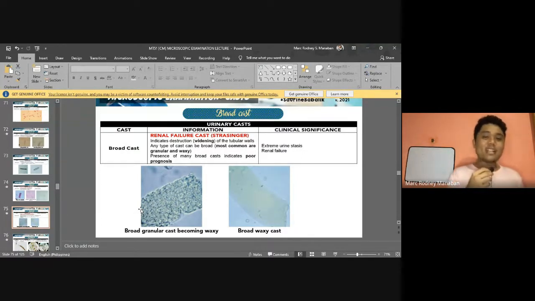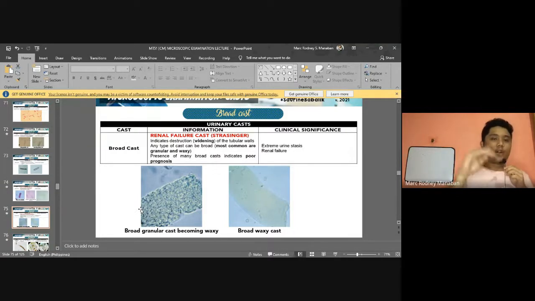Okay. Anyway, broad cast, again, indicates dilation, widening of your tubules, which indicates they have lost their function because they have become so large. They can no longer control. Their function is completely lost. That's why it is indicative of complete loss of function or renal failure, alright? And any type of cast can be broad, but the most common are granular and waxy.